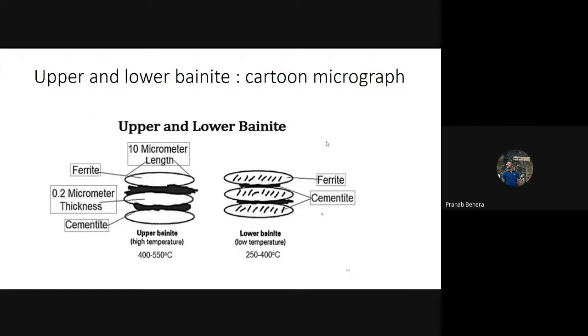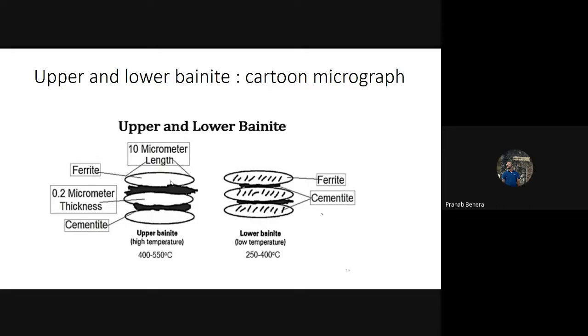Bainite, you understand, we have upper Bainite and lower Bainite. These are cartoon micrographs. So this is your upper Bainite and this is the lower Bainite. Fine. You can see the difference. It is a sandwich kind of structure completely because cementite is present in between the ferrite plates. And here cementite is present inside the plate of ferrite and in between the ferrite. So this is the individual ferrite, and individual ferrite. So this is the difference.